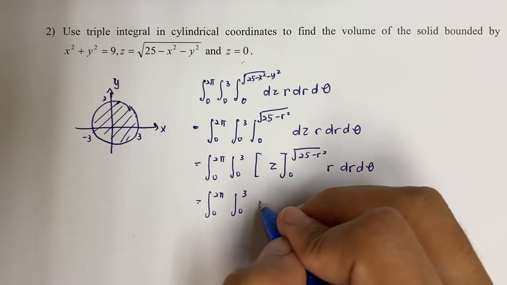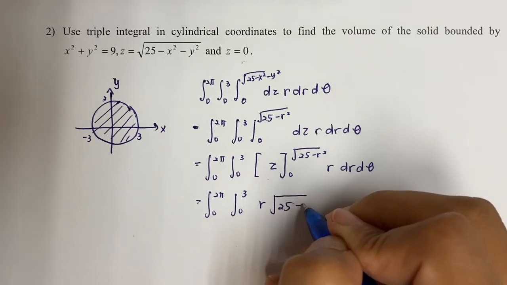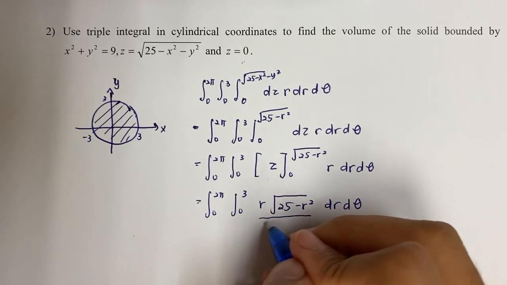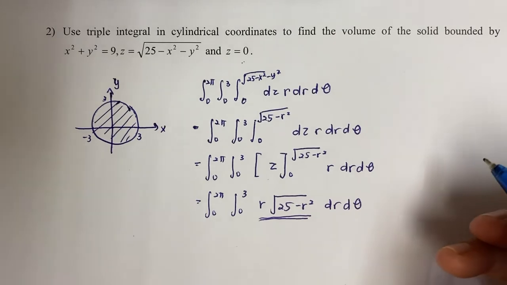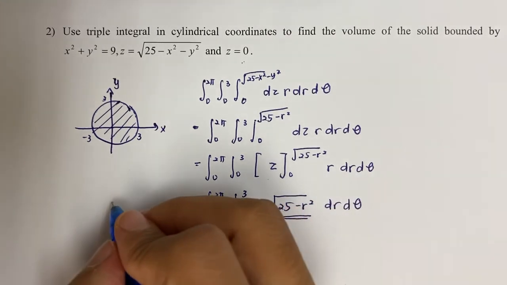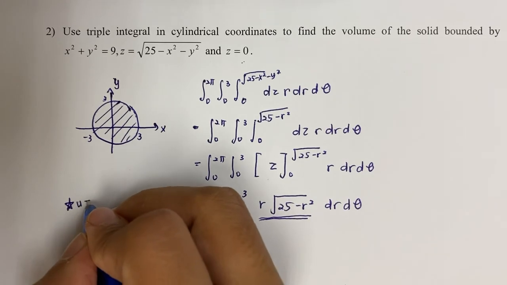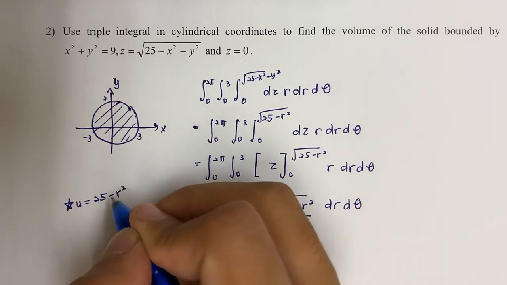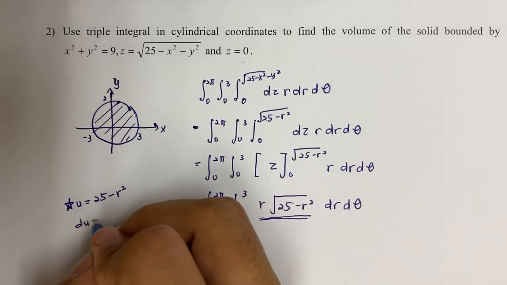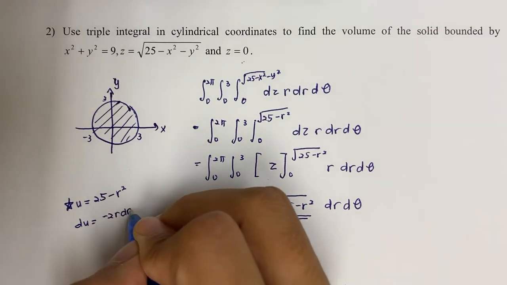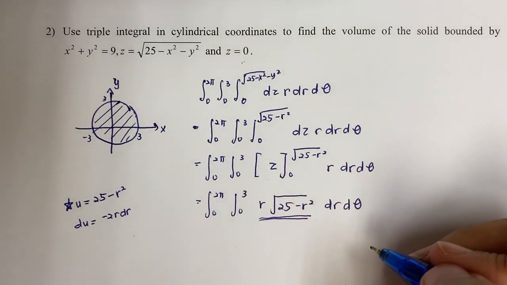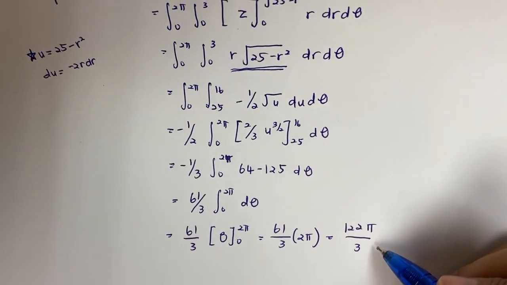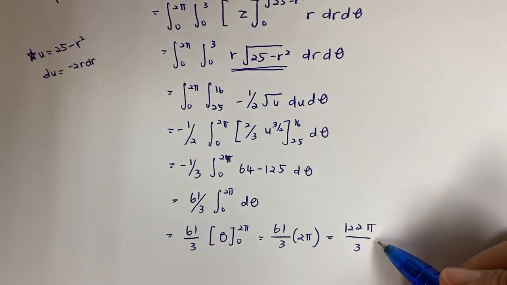Substitute the z. You have r times the square root of 25 minus r squared dr d theta. When you see r multiplied by the square root of 25 minus r squared, automatically remember that you need to use the substitution where u is equal to 25 minus r squared. So du is equal to minus 2r dr. You can continue from here to get the last answer. Now you can compare your last answer with mine. The last answer I got here is 98 pi over 3.